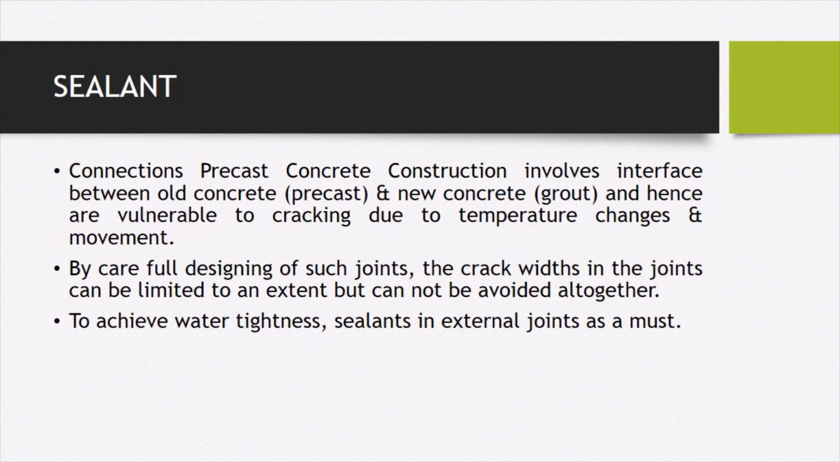of the structures. And then you need to be careful in designing the joint places, right? Because generally the crack width in joints can be limited, but it cannot be avoided. So you need to handle the design of such joints carefully. And sealant is mainly used to achieve water tightness, and it is majorly used at the external joints, not the internal ones. So this is all about the sealant part.